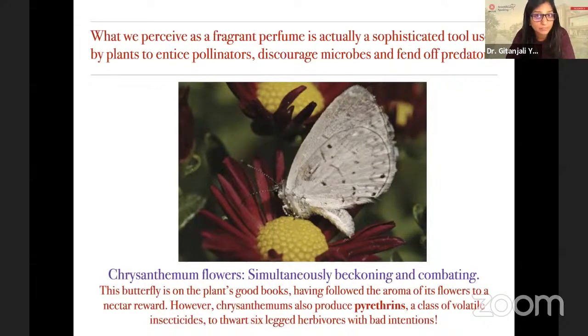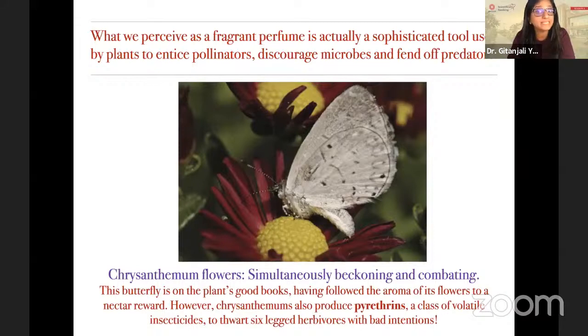So this particular butterfly is on the good books of the chrysanthemum. It has followed the aroma of its flowers to a nectar reward. And I hope you all know what nectar is, right? However, chrysanthemums are also producing a particular kind of toxin, which is called pyrethrin. It's a volatile insecticide, often used in insecticidal sprays. And this can completely thwart their six-legged herbivores with bad intentions.